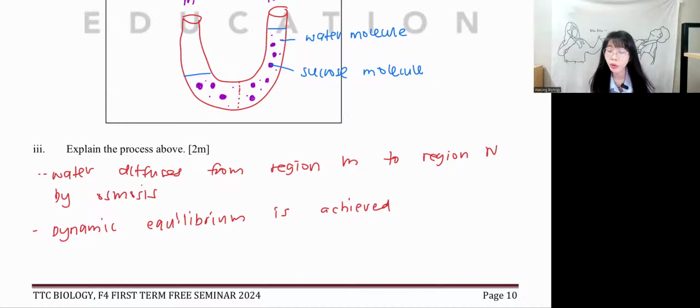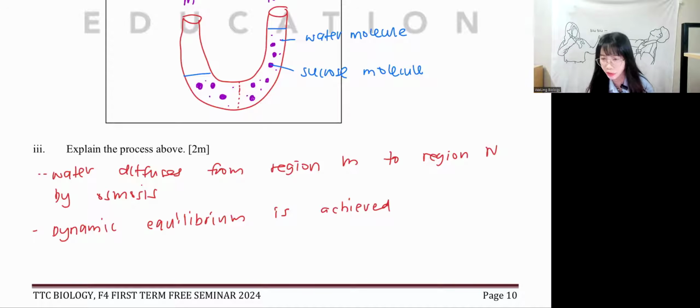Don't have to count, because they only count the sucrose. Because water moves in both directions, so actually you don't know whether they move in or out in that particular area or not. So water, don't have to draw, don't have to count. But if you want to count also can. If you want to draw seven also can. But water don't have to count. Only have to count the sucrose.